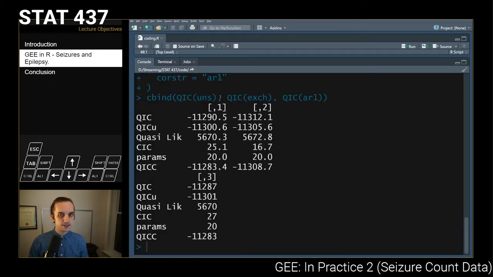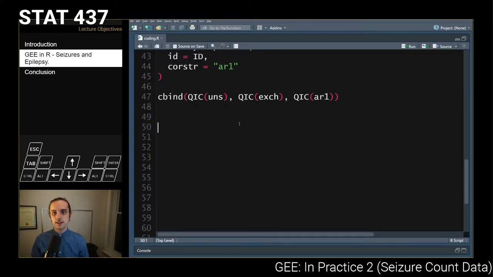We can output that, and you can see that we have this table here where the first model is the unstructured, the second one is the exchangeable, the third one is the AR1. And we're looking at this column of CIC because we're comparing correlation structures. If we were comparing mean structures, we'd look at QICu. Right? And so we look across these rows and we're looking for the smallest values. It's easier to see with CIC, I think, because we have 27, 25.1, and then 16.7. So that's the exchangeable correlation structure. And same thing, actually, if we were to look at the QIC, you have negative 11,290, negative 11,312, negative 11,287. And so this exchangeable structure appears to work best. And so we're going to take the correlation to be exchangeable.